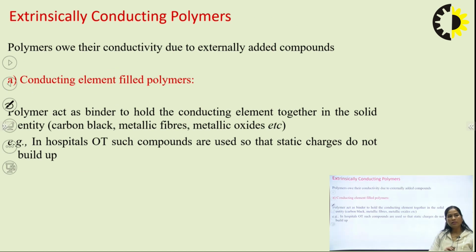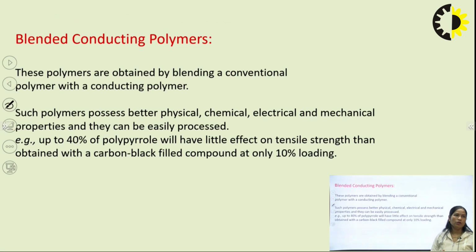Now come to extrinsic conducting polymer. In extrinsic conducting polymer, there are two types. One is conducting element filled polymer. Here, polymer acts as binder to hold the conducting element. What conducting elements can we take here? One is carbon black, another is metallic fiber, another is metallic oxide. When we mix this conducting element into the polymer, it becomes conducting element filled polymer. And in hospitals, we are using these kinds of conducting element filled polymer.